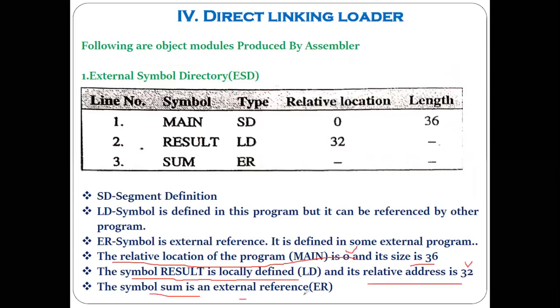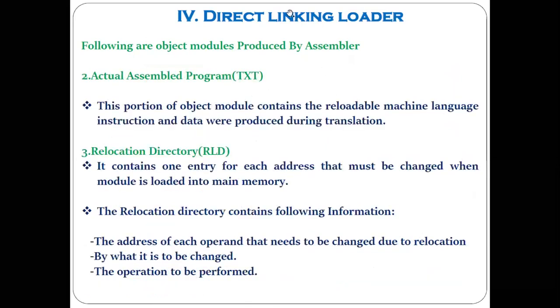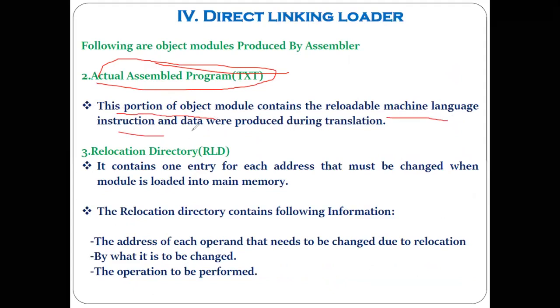The symbol sum is the externally referenced symbol. Then the second kind of object module which is produced by the assembler is nothing but the actual assembled program. That is nothing but the machine language program. I have shown that this portion of the object module contains the machine language instructions and data that were produced during the translation.